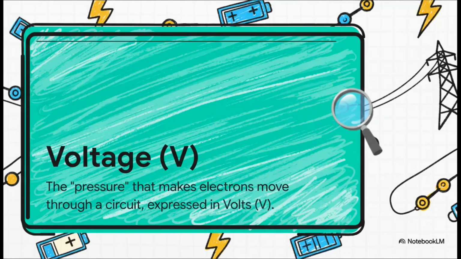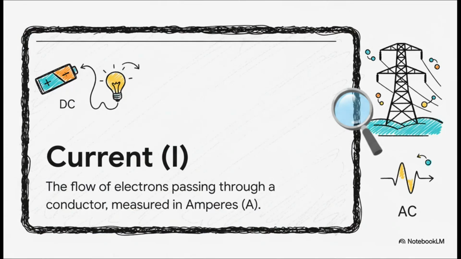Now, going back to our water pipe analogy, voltage is basically the pressure. It's the force, the push, that gets those electrons moving in the first place. The higher the voltage, the stronger the push. Pretty simple, right? To give you a real-world example, a standard outlet in a home in Italy has about 230 volts of push.